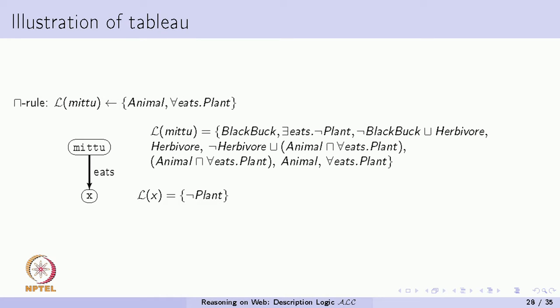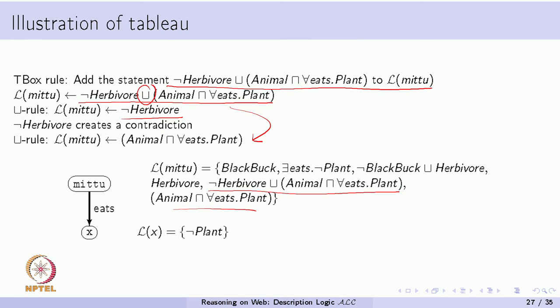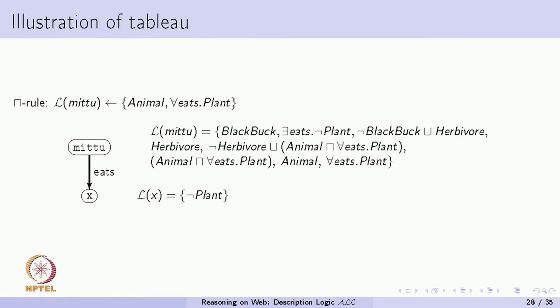Now, we apply the, sorry, conjunction rule here. We have this statement that mid2 is an animal who eats plants. We got that from the statement that herbivores are such creatures. So, the conjunction rule simply says that if you have a conjunction like this, you add both the individual elements to the label set, and you are kind of done.